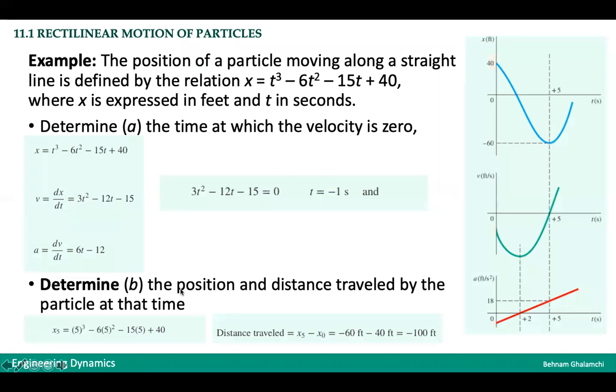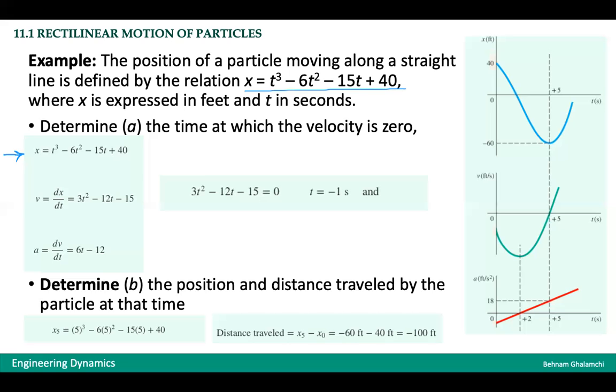Let's move forward for the first example. The position of the particle as a function of time is given. So we can say that we know the motion, because for each time we know the position. So the motion is known. It's asking to determine the time at which the velocity is 0. Displacement, or the position, is given, so it's t^3 minus 6t^2, and continue.